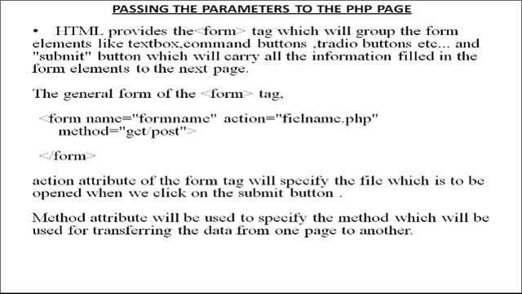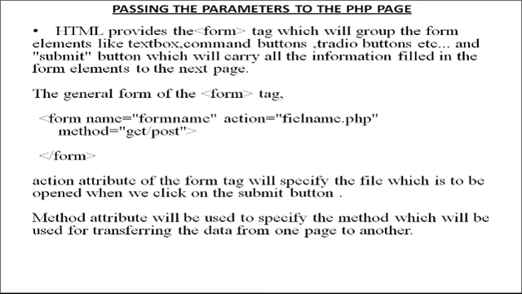The action attribute of the form tag will specify the file which is to be opened when we click on the submit button. Suppose we click the submit button, all the attributes are executed. So the general form is form name equal to myform, action equal to filename.php.